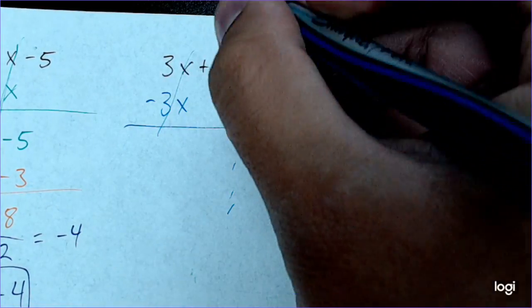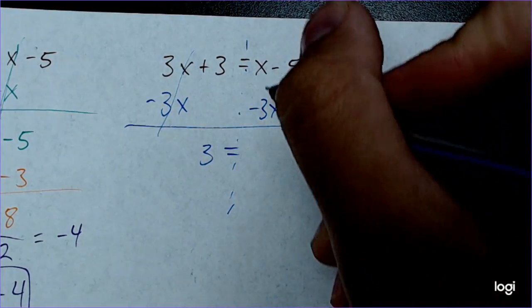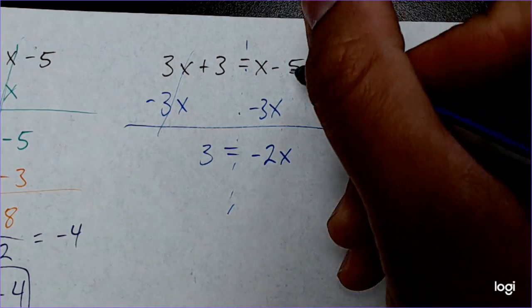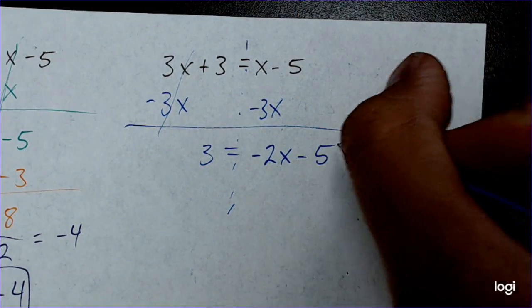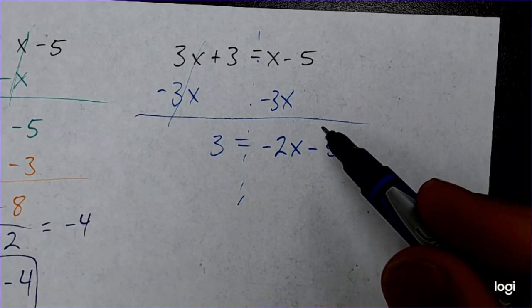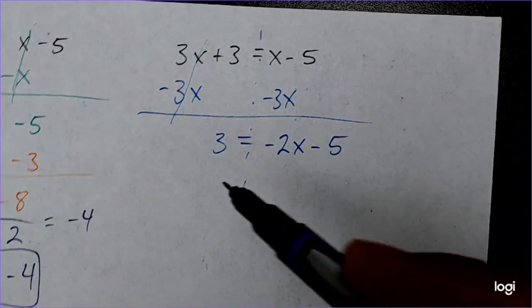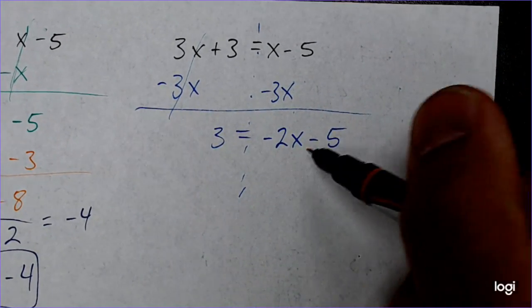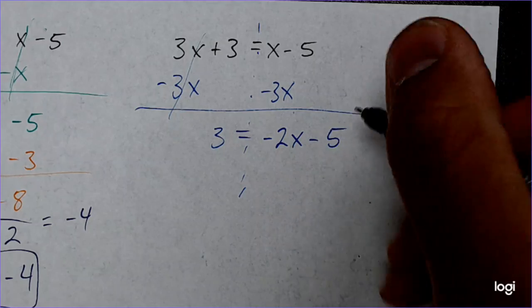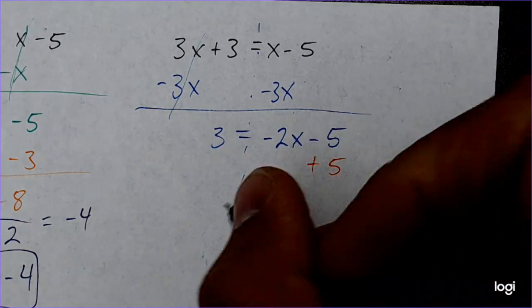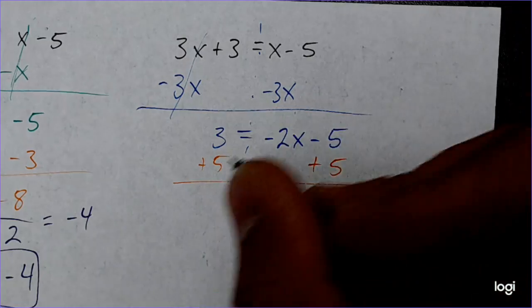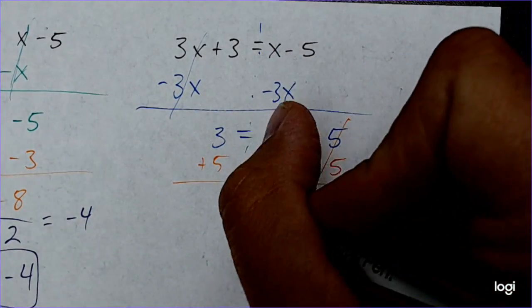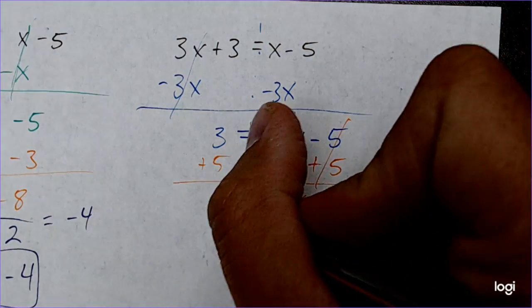3x minus 3x cancels. I still have a positive 3 there. Copy my equal sign. 1x minus 3x gives me negative 2x. The minus 5 does not change. Still there. Now I have to move the negative 2 and the negative 5 over to the other side. So let's go back to our rules all over again. Instead of moving the negative 2, I'm going to move the negative 5 first because I'm using PEMDAS backwards. The opposite action of negative 5 is positive 5. Right? So I'm going to add 5 to each side. And that cancels. This comes down and just becomes negative 2x. Equal sign copies. 3 plus 5 is positive 8.